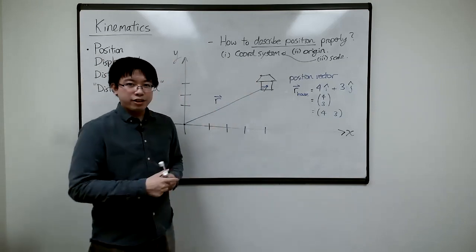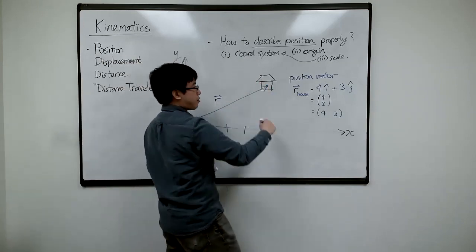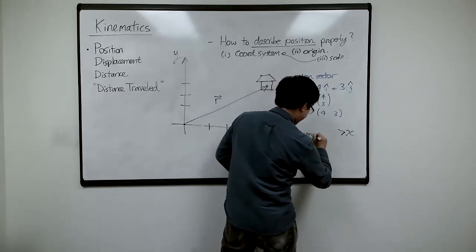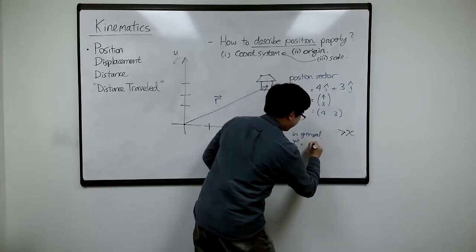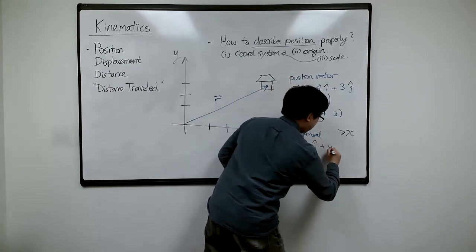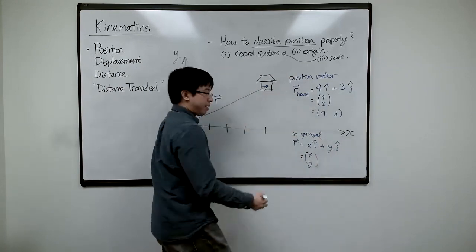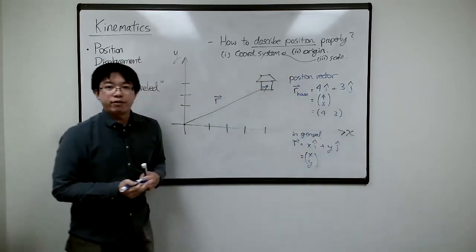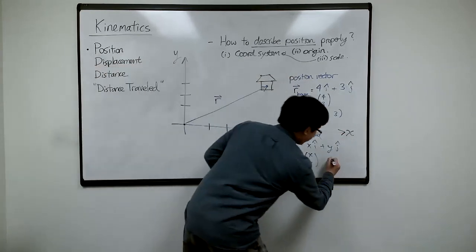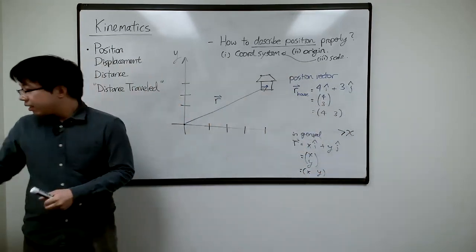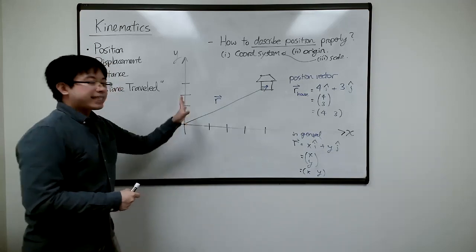And just to be general, in this specific case, 4 and 3, but in general, let's put it here. In general, you have x i plus y j. You can write it as x y like this, so it's x units, y units in a column or in a row. You get the idea. Just for completeness, put it here as well. Okay, so this is position.